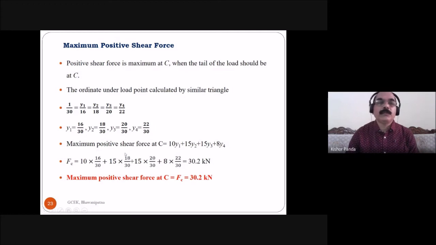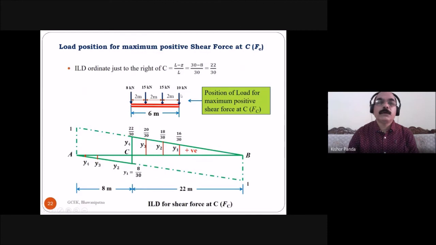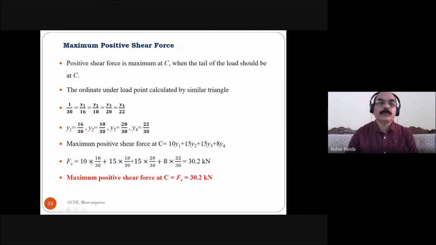Then you can find the maximum positive shear force. You multiply each load with the corresponding ordinate: 10 into Y1 plus 15 into Y2 plus 15 into Y3 plus 8 into Y4. This is the maximum positive shear force. FC is equal to 10 into 16 by 30 plus 15 into 18 by 30 plus 15 into 20 by 30 plus 8 into 22 by 30, which is equal to 30.2 kilonewton. This is the maximum positive shear force.